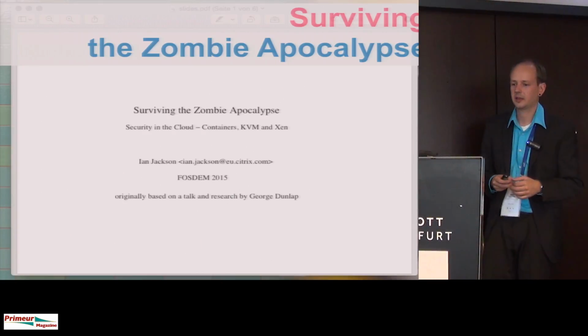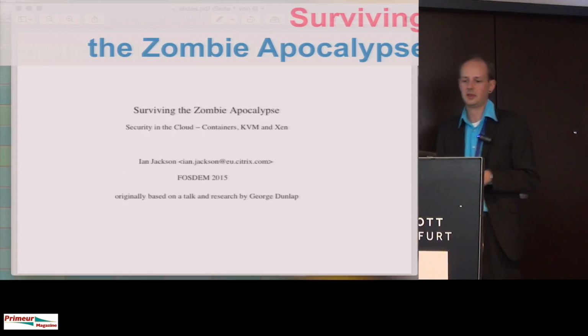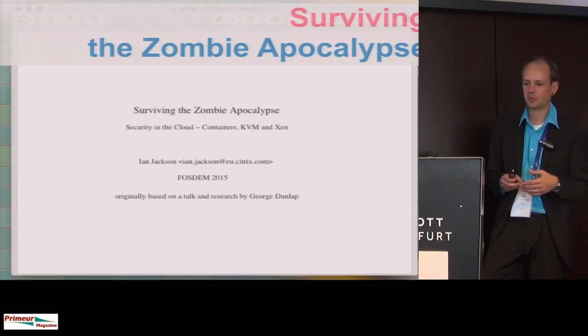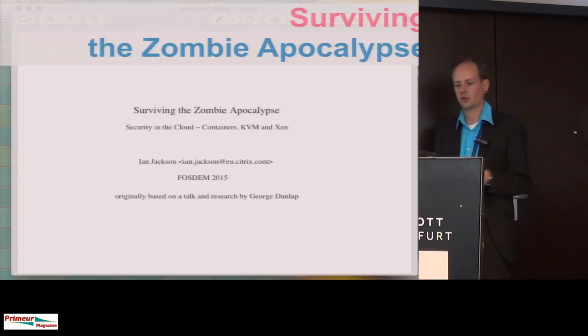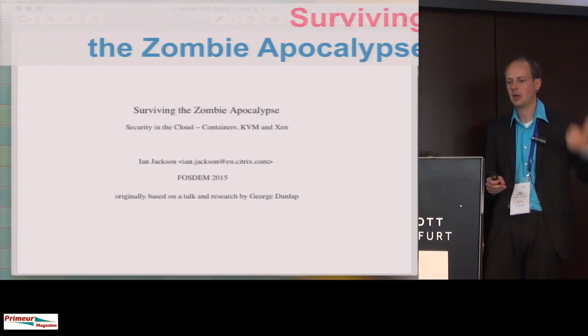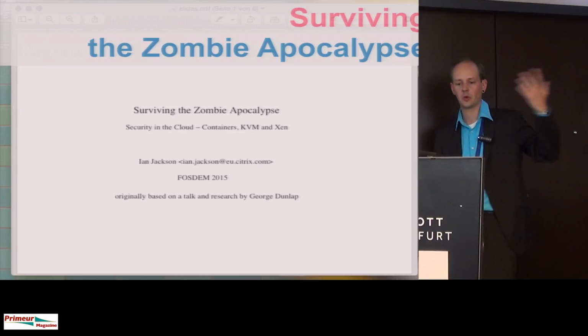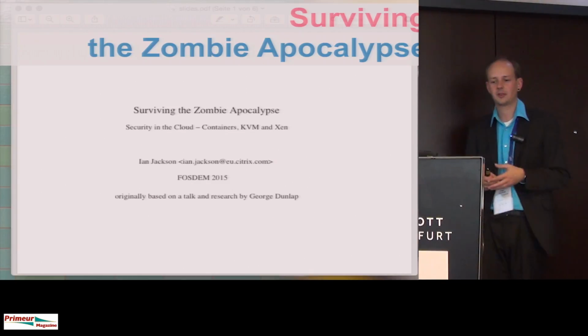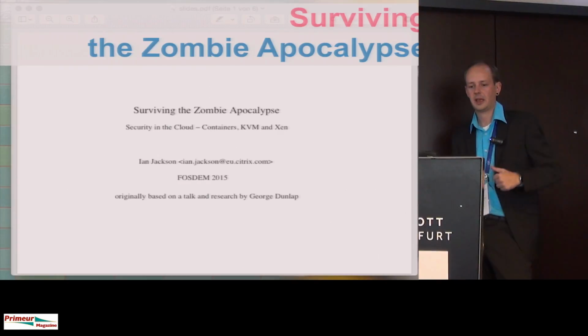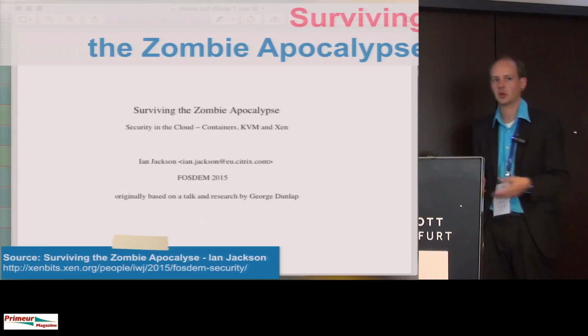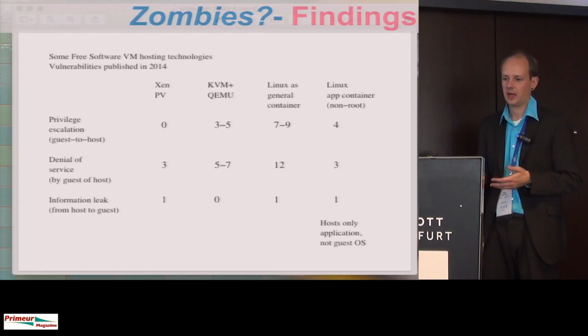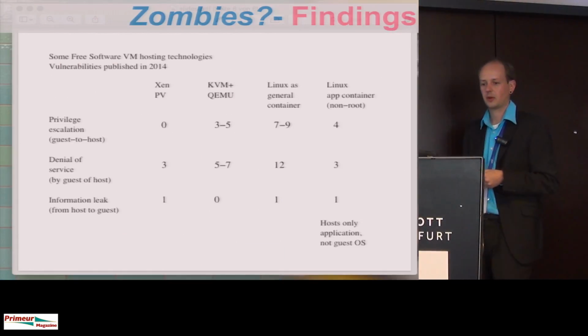Ian Jackson and his colleague George Dunlap did quite a bit of bean counting, and they counted all the vulnerabilities in paravirtualized Xen, KVM with QEMU, and Linux containers, and classified them into 3 categories. Privilege escalation from guest to host, where you can get higher privileges. Denial of service by the guest of the host, so your host goes down, for example. And information leakage from the host to the guest, which means an attacker can get additional information on the host. And one should mention both are working for Citrix.